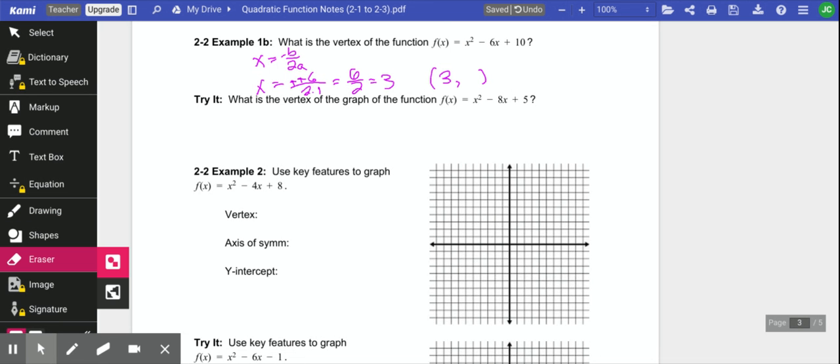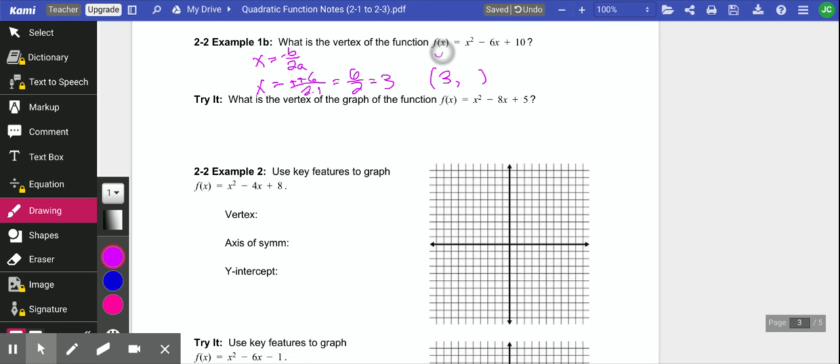Now, we need to know the y-coordinate because we need the whole vertex. So to find the y-coordinate, you just have to plug in. Okay, we're going to plug in 3. 3 squared minus 6 times 3 plus 10. That's going to give us 9 minus 18 plus 10. You can use a calculator for this. I just don't know where I put mine. So 1. Okay, so the vertex is (3, 1).